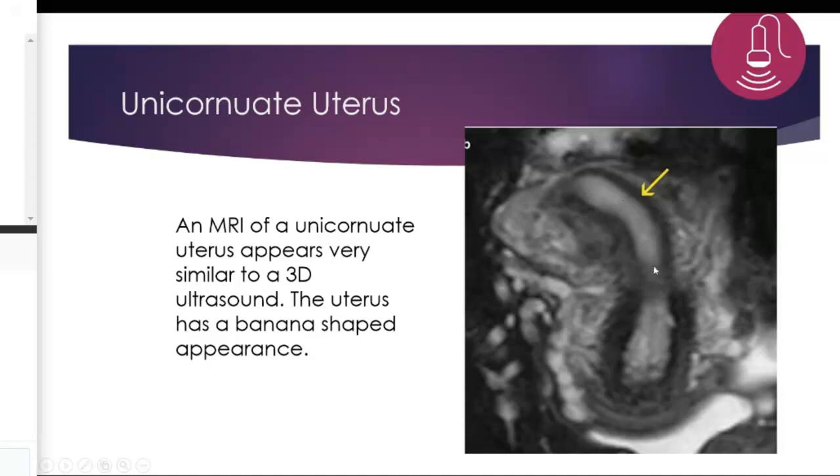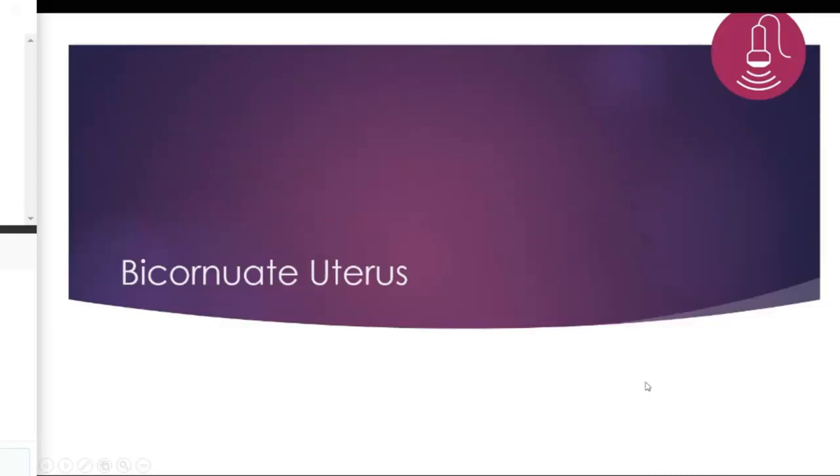On MRI, the uterus has a kind of characteristic shape, so they call it a banana-shaped appearance. It does look like a banana here. This is just the MRI picking up the vagina and the endometrial canal. So it just kind of curves this way, looking like a banana.